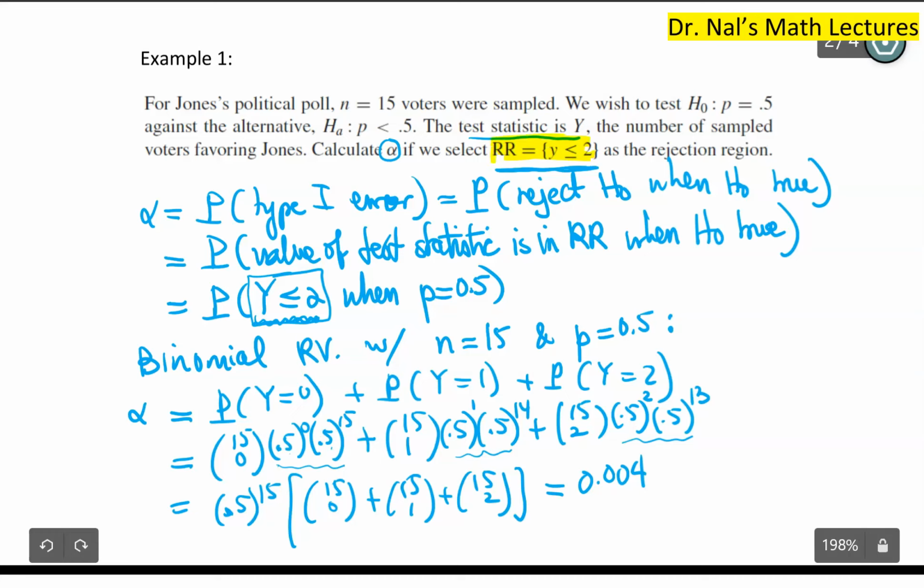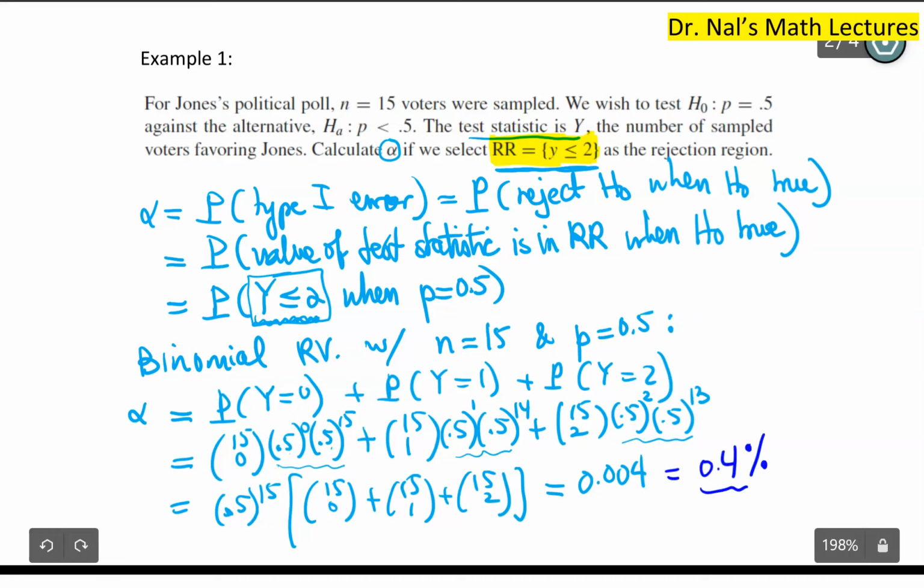So if we go with this rejection region, where y is less than or equal to 2, we subject ourselves to a very small risk of concluding that Jones will lose if in fact he's a winner. Does that make sense? Remember, alpha is the probability of a type 1 error. So we are saying that the probability of us having a type 1 error is this 0.004. So this is about what?